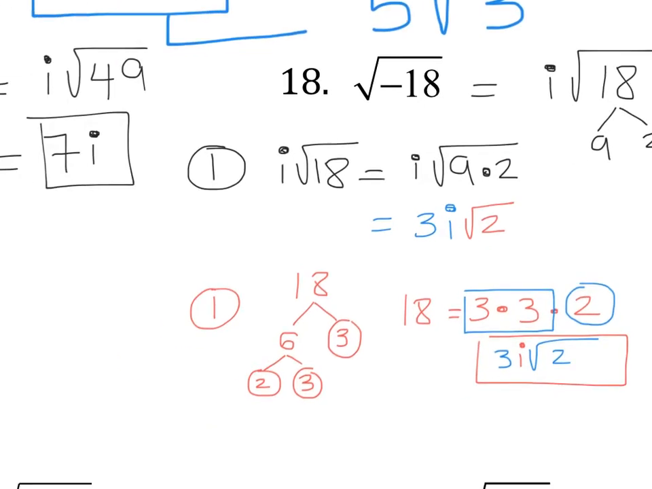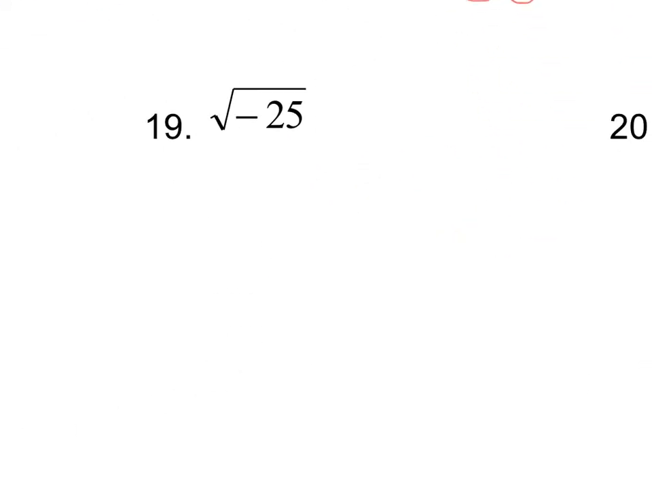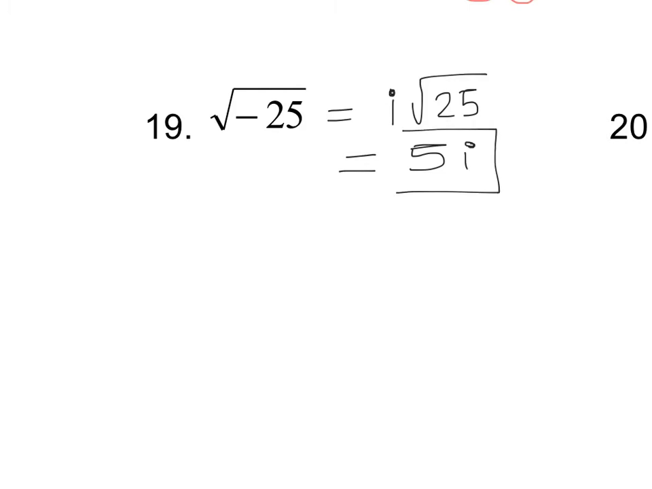Let's move on to number 19. Square root of negative 25. Since I have a negative under the radical, the first thing I need to do is replace it with an i. So i square root of 25. 25 is a perfect square, so square root of 25 is just a 5. I did not need to do any prime factorization for this one. It was simple and easy.